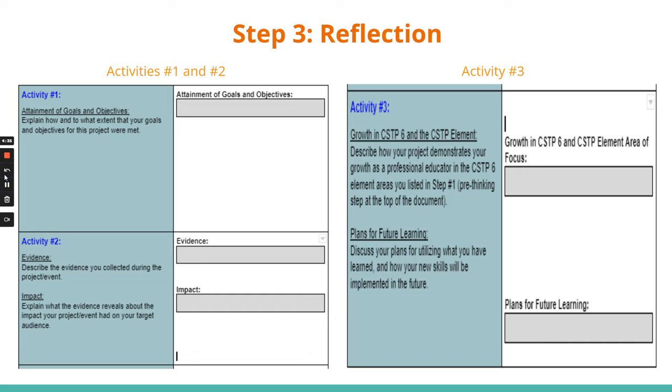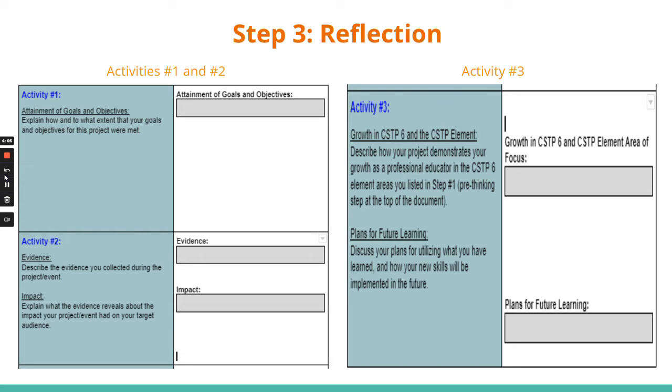So if we backward map, ILP Phase 3 is due to be uploaded on March 16th. That means your project needs to be implemented sometime between most likely mid to late February and early March to mid-March. That way you have the time to then reflect on your project and then upload by the March 16th due date.